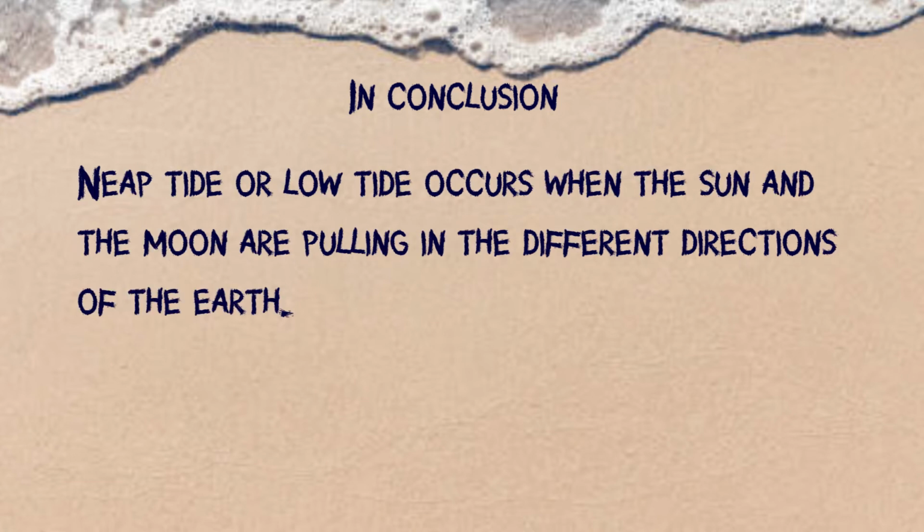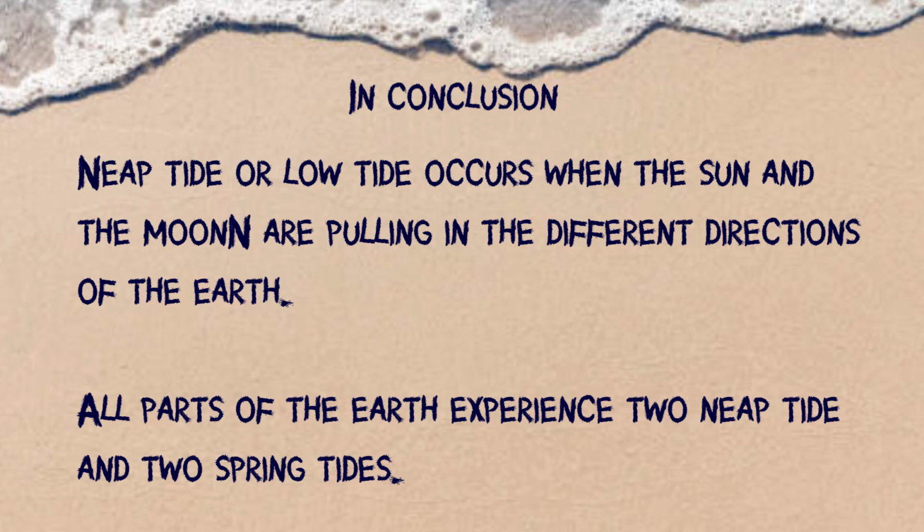Nip tide or low tide occurs when the sun and the moon are pulling in different directions on the earth. All parts of earth experience 2 nip tides and 2 spring tides.